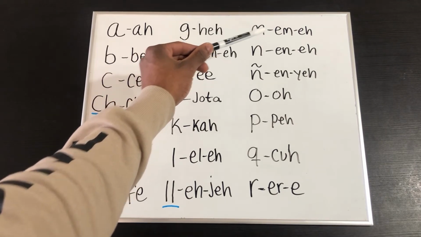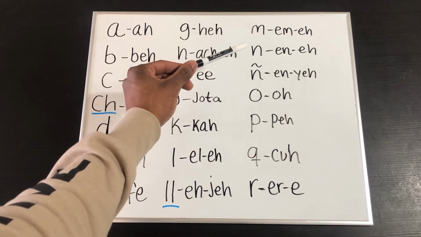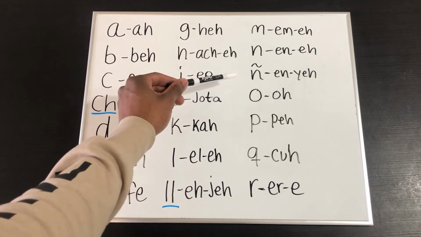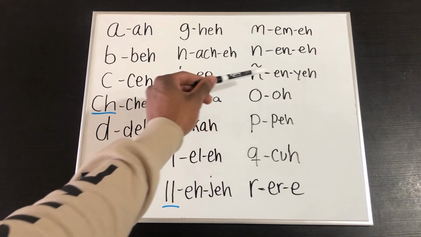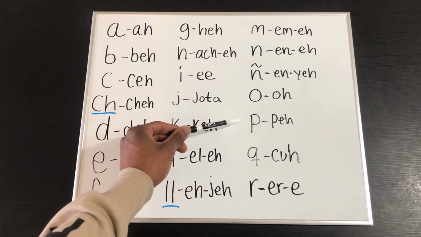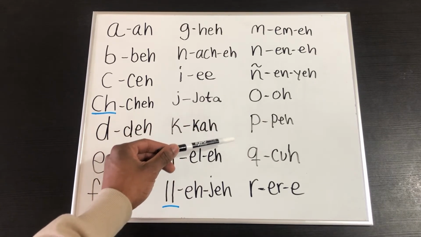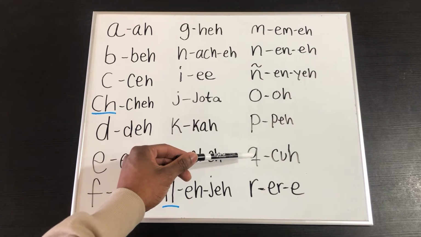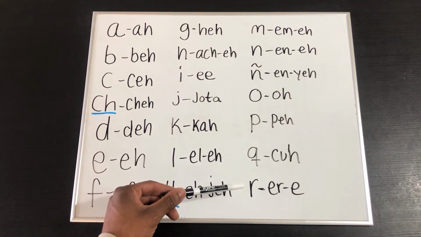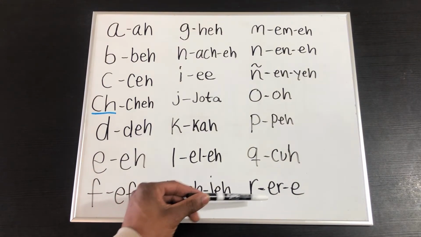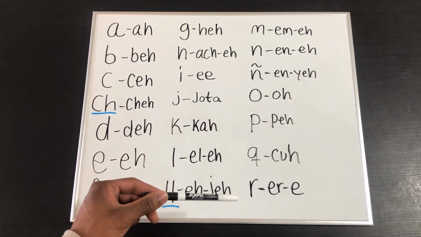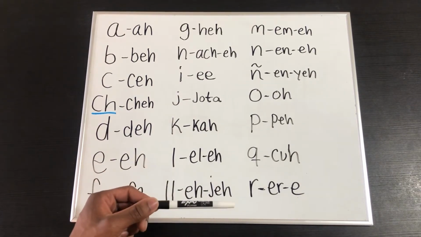M is M. N is N. And then we have N here with the tilde, and that is pronounced Enye. O is O. P is Pe. Q is Ku. Then we have R, and that is pronounced Ere. La letra favorita de todas. Everyone's favorite letter in Spanish.